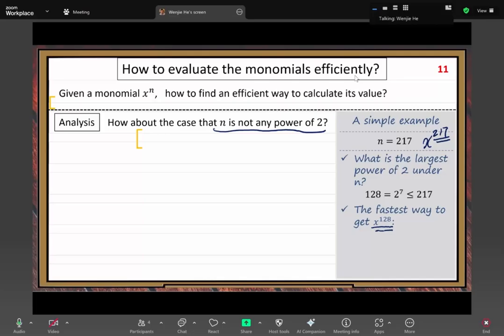128 is a power of 2. We can keep doing the square operations to get this number. You can see we need to do 7 multiplications to get this number, because 128 is 2 to the 7. The number of multiplications you need is this exponent, 7.